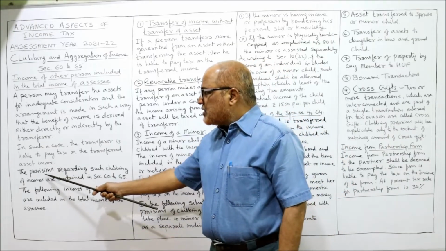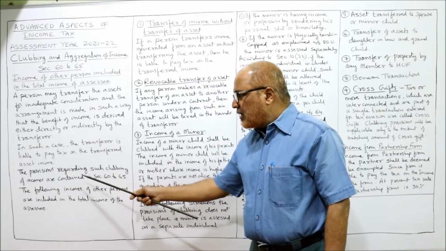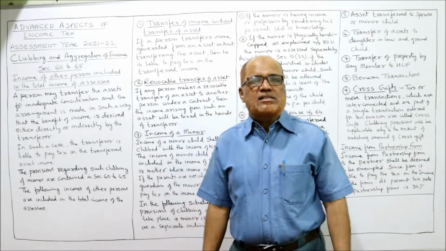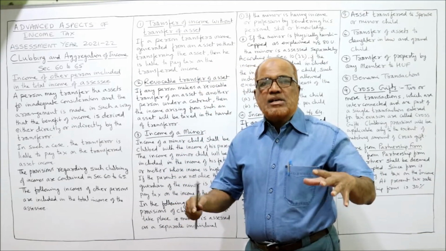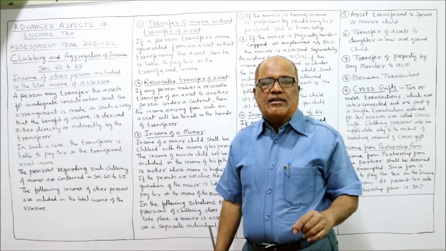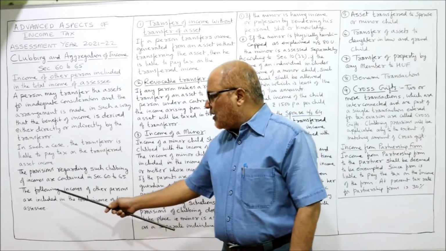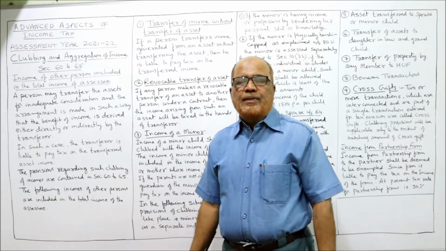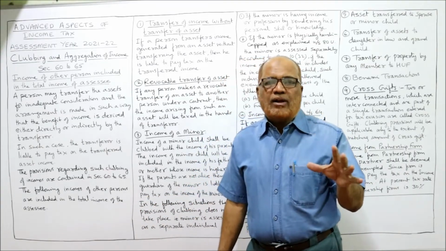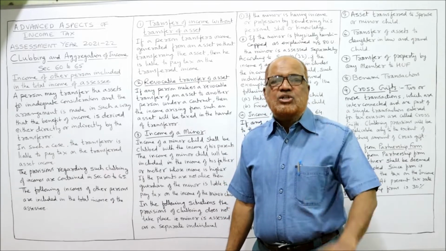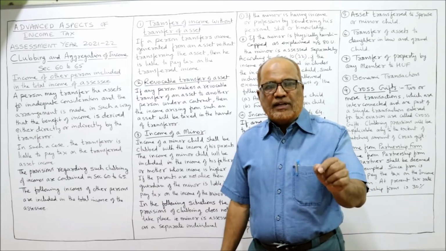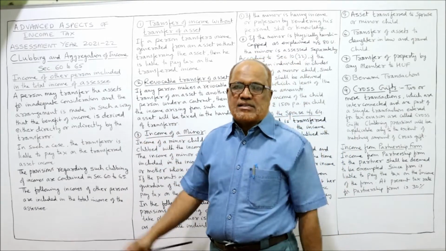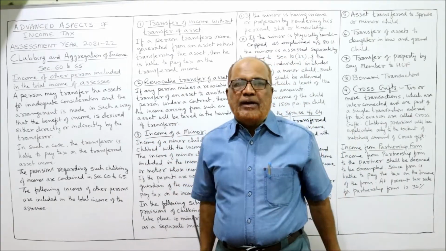Now, the provisions regarding such clubbing of income are contained in sections 60 to 65 of the Income Tax Act 1961. So when the incomes are clubbed, integrated, those provisions are contained here. The following incomes of other persons are included in the total income of the assessee. Now I am explaining one by one what are the provisions given under sections 60 to 65 of the Income Tax Act regarding clubbing: what are the cases, what are the circumstances in which clubbing will be done.